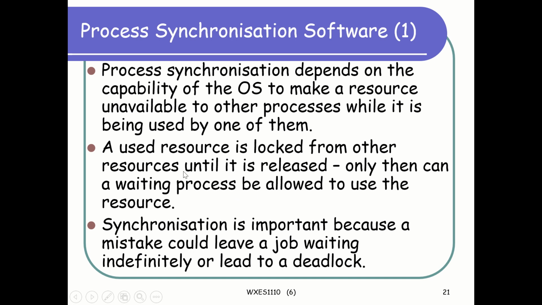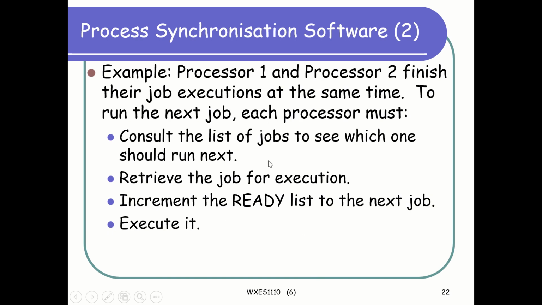That's why I say, if you want to paint a house, you must have a house first. You must build a house first, and then you can do paint. You cannot do the paint job first, then build a house. So while building a house, the resource is locked, so the paint job cannot be done because you are building the house. Synchronization is important because a mistake could leave a job waiting indefinitely or lead to a deadlock, as we learned before. Example: Processor 1 and Processor 2 finish their job executions at the same time.